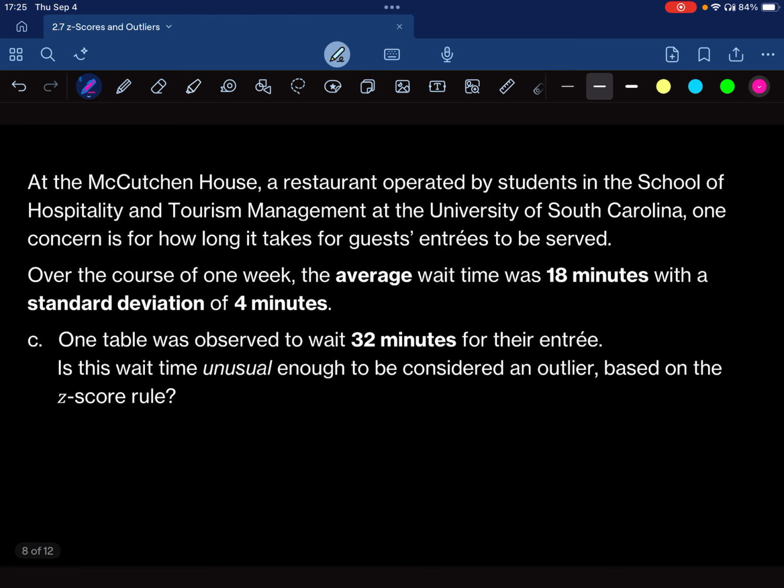Finally, here we have another problem. So pause the video, try it on your own. So again, one table was observed to wait 32 minutes for their entree. Is this wait time unusual enough to be considered an outlier based on the z-score rule? Well, again, our z-score was 3.5. Anything bigger than 3 as far as that number means yes, it is an outlier based on the z-score rule.